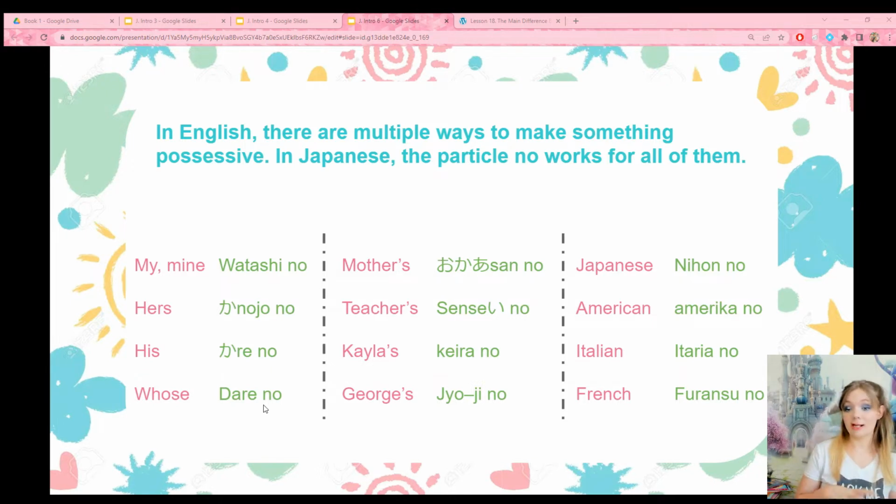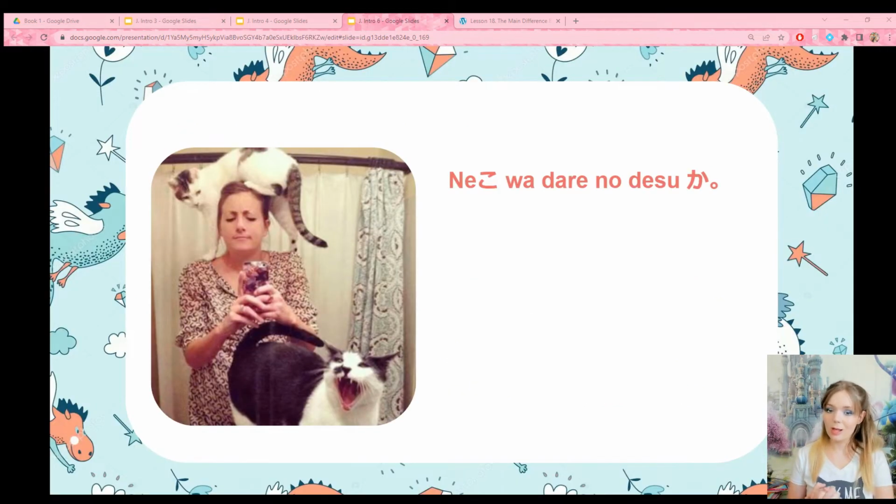American, American no. Notice that America is written in Romaji even though you know the characters a and ka. But because this is a foreign borrowed word, it wouldn't be written in hiragana. Instead, we would use katakana. Italian would be italiano, and French would be fransu no. You just take the country and add no to make it possessive. These are possessive adjectives.